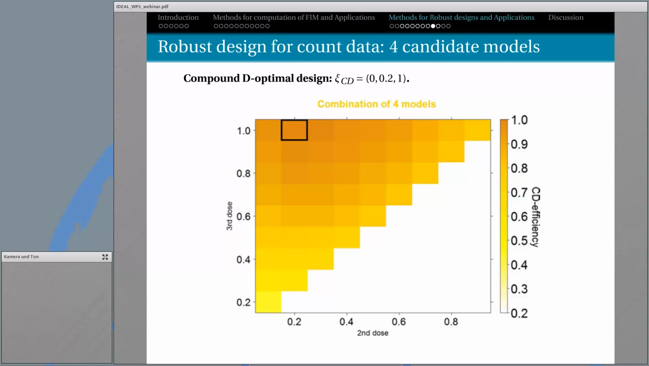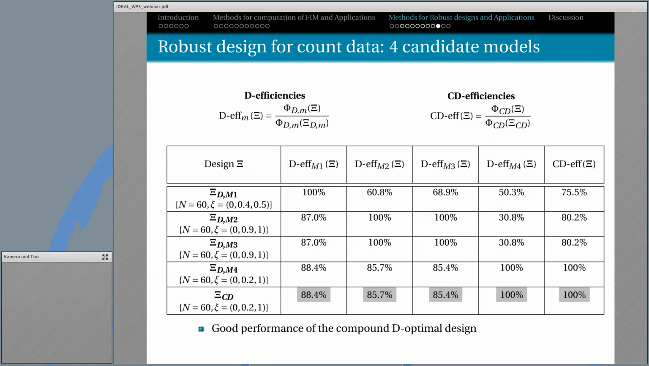And is this design good? Yes, because if you perform this compound design, and if at the end the true model is M1, the efficiency is 88%. If it's M2, it's 85%, M3, 85%, and of course, if it's M4, it's 100% because it's the same design. So by using this approach, we found a design that is rather robust across the 4 models, and it's better to use than the M1 design or M2 design or M3 design.